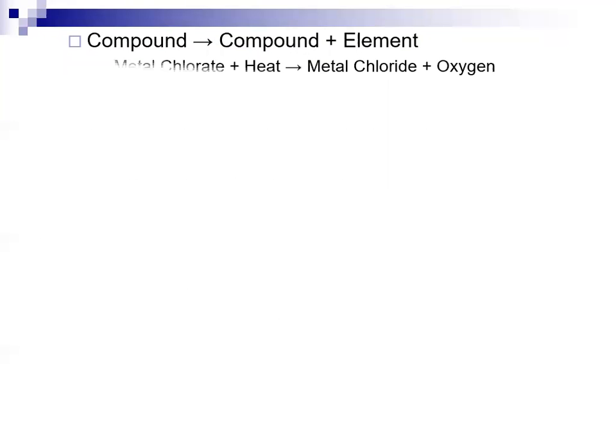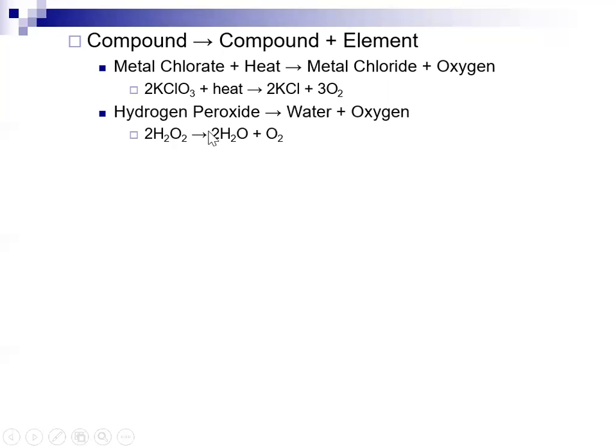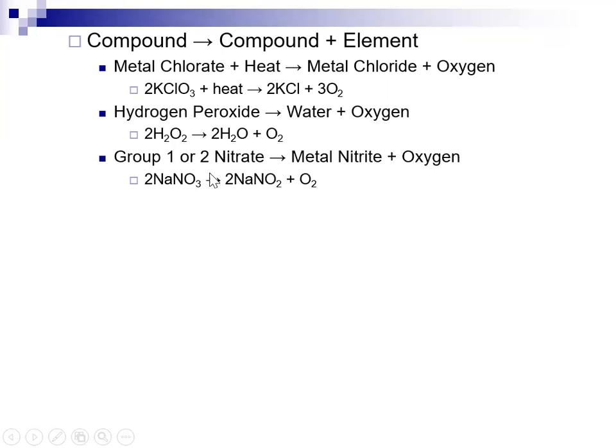So you're going to see these rules here. Now, I have a few different ones on here. A metal chlorate plus heat. Typically, that plus heat is not given, okay? Makes the metal chloride plus oxygen. Conversely, you could say a metal chloride plus oxygen makes a metal chlorate. Hydrogen peroxide breaks down into water and O2. Group 1 or 2 nitrate goes into a nitrite plus oxygen.